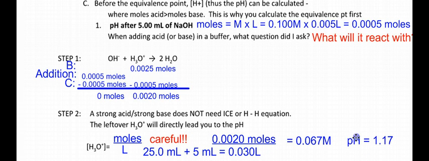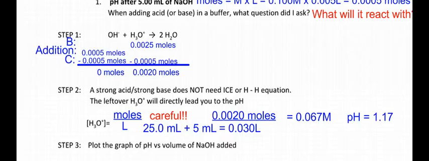Okay, hopefully that's what you got. So what does this tell me? I've added some base. The pH went from 1 to 1.7. That should make sense to you because the pH is going to go up with all the additional base we've added. So what am I going to do now? I'm supposed to plot the graph of pH versus volume of sodium hydroxide added.